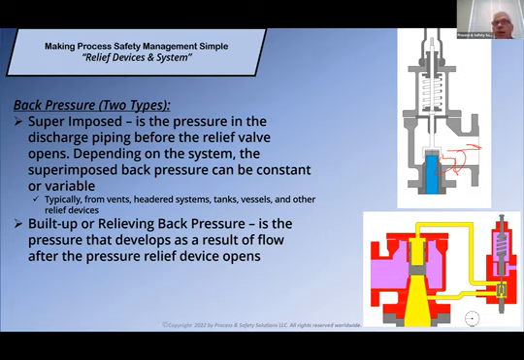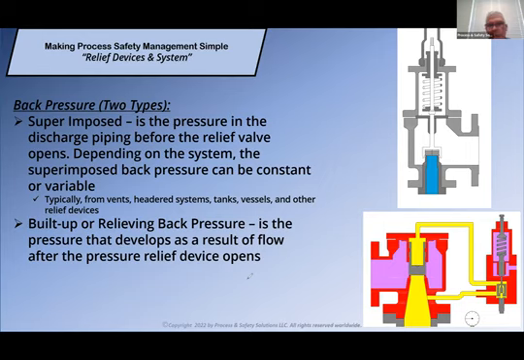Say I have a relief valve with an outlet connection of 1 inch, and I'm going 50 feet in a line that's 1 inch in diameter. There's going to be significant pressure drop in that line for that 50 feet. That is built up back pressure, and that built up back pressure has limits as well. And those limits we have to address as part of our design problem as well.